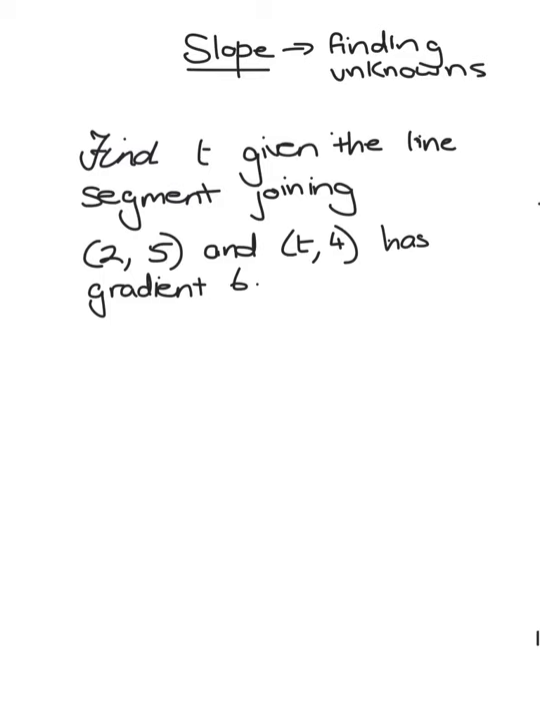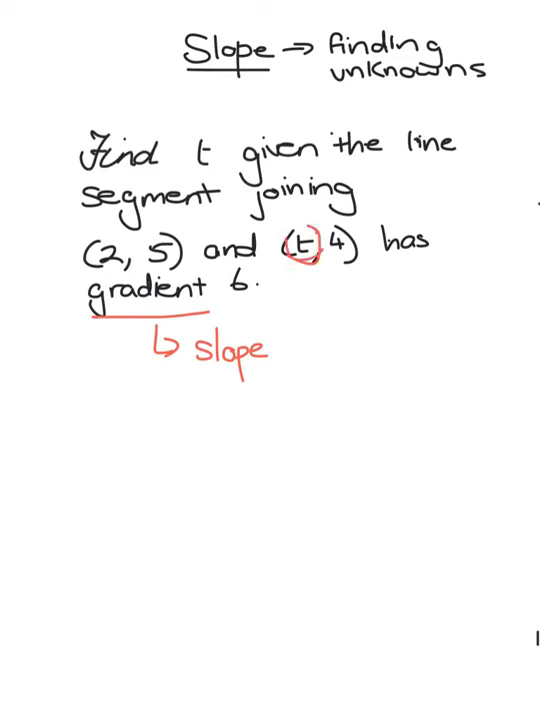Once we've got the slope formula, we can apply it to find unknowns. So what we had before was 2 points, and we'd use those 2 points in order to find the slope. In this case, however, we have the slope given to us. Remember, gradient is the same as the slope, so we've already got that given to us. What we need to do is to be able to find t.